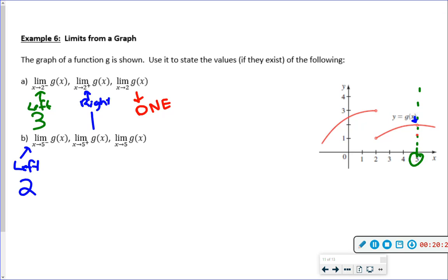Okay, now I'm approaching from the right side. As I'm approaching, I'm getting close to 5. I'm looking right there. From the right side, 2. So what would you say your overall limit is? 2. Because they equal the same thing. Just for the record, know your left and right.